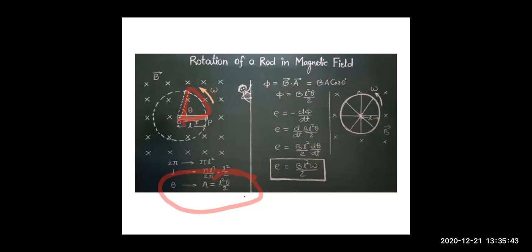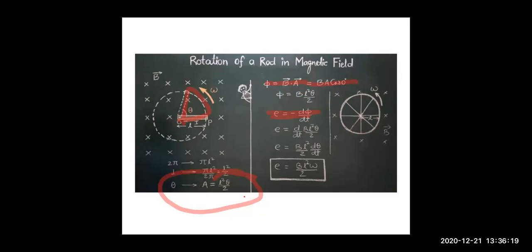Now we want to calculate the EMF. So EMF we know is E equals minus dφ by dt. But φ is B dot A, that is BA cos θ. Here the angle between the magnetic field B and the area vector A: if you consider the back face of this rod, it will be perpendicularly inwards, and magnetic field B is also perpendicularly inwards, right? So the angle is θ.